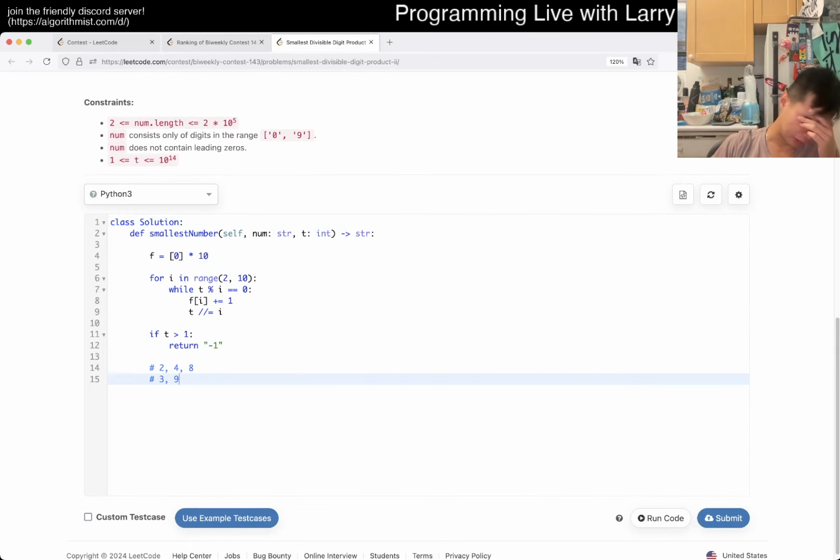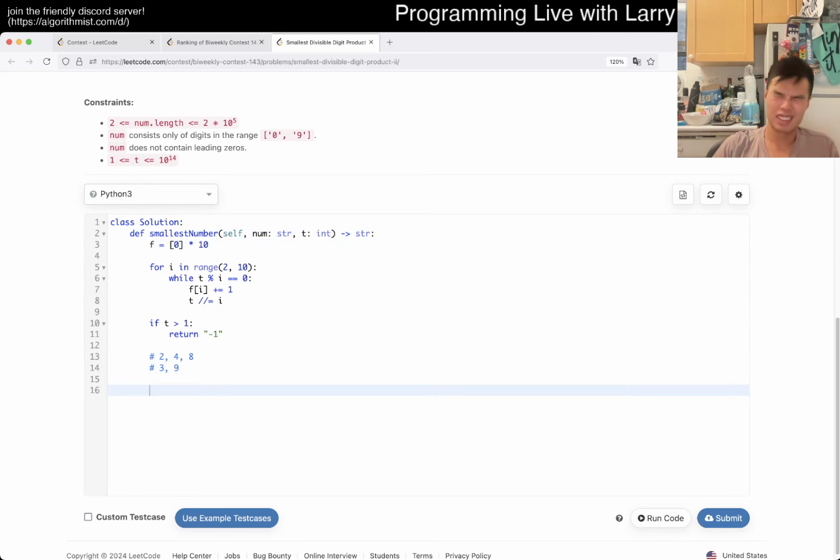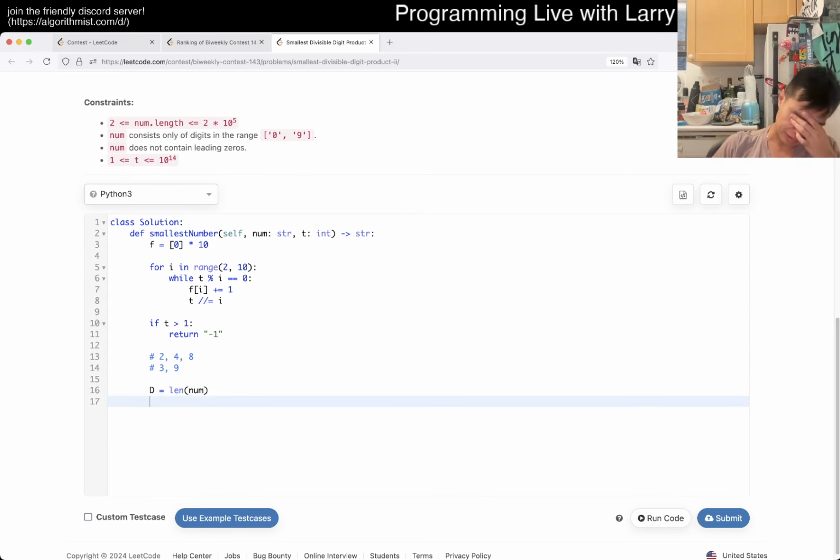Okay, so I have to choose between 3s and 2s. Can I do anything with DP? Can I do a one number at a time thing? What would a one number at a time thing look like? Okay, so that means that D is equal to length of nums. So we want to try D, and then if not, then we'll try D plus 1. Okay, so let's try D first, right? So that means that, how would that look like?